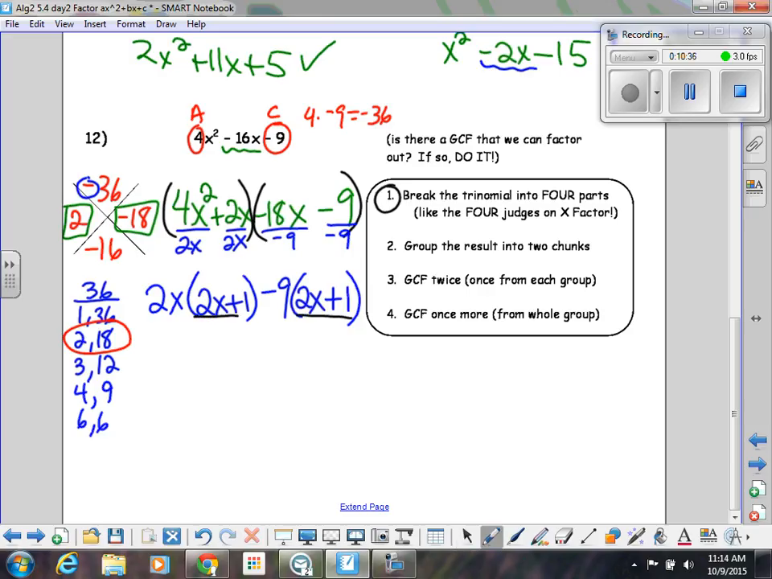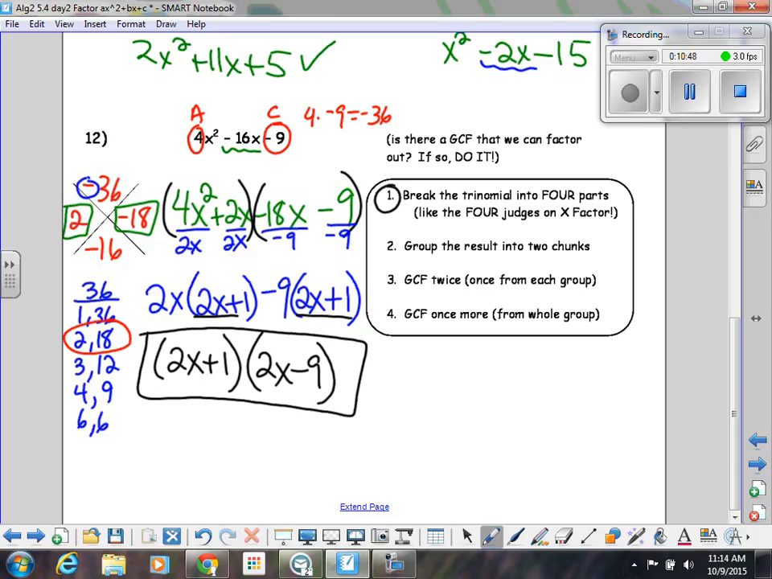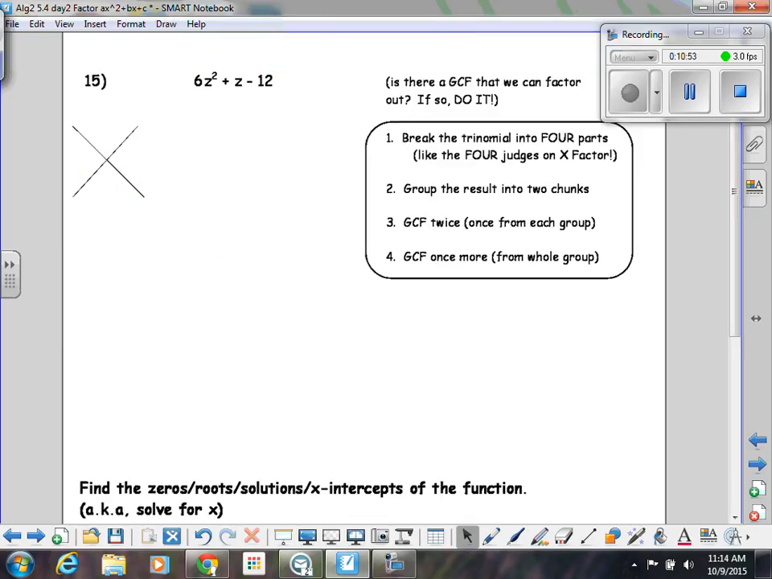The 2x plus 1 and the 2x plus 1. So I have 2x plus 1 in front, and then the 2x plus 9 is what's left over when I divide by the 2x plus 1. So that would be my final answer. Okay, we got one more that I want to do, and then we'll talk about how to use this to solve.